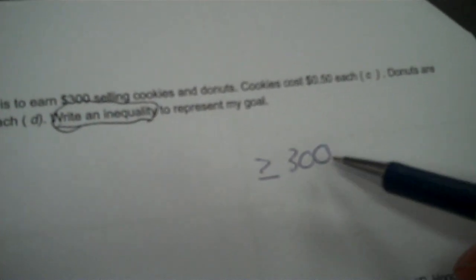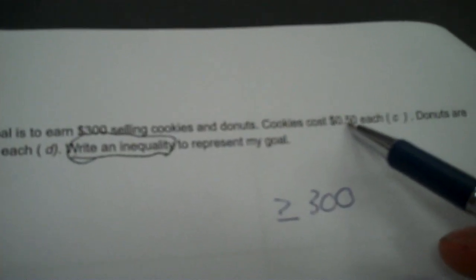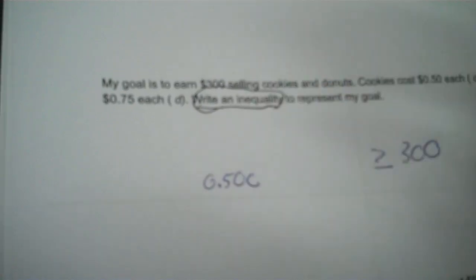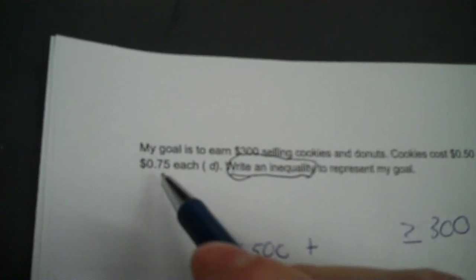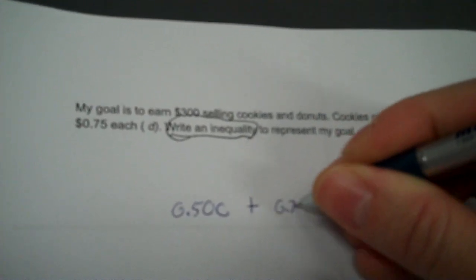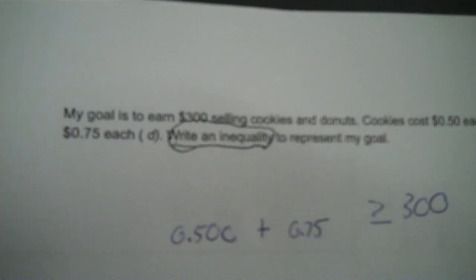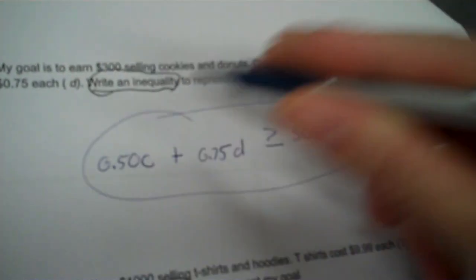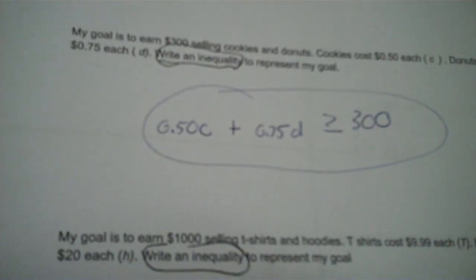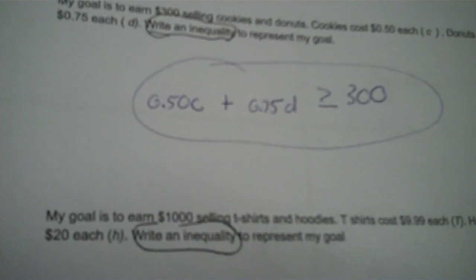Now, how am I going to make $300? Well, I'm going to be selling cookies, but I don't know how many of them I'm going to sell, so it'd be 50 cents times C. Plus, I'm also going to be selling donuts for 75 cents each. I don't know how many of those I'm going to sell, so I put the variable D, and there's your inequality. 50 cents C plus 75 cents D is greater than or equal to 300.